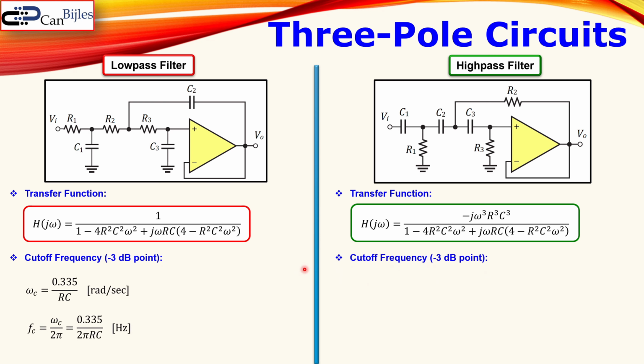Similar situation for the high pass, again with this reverse configuration, so 1 over 0.335 RC. And in terms of hertz, as a unit hertz, you actually divide by 2 pi.